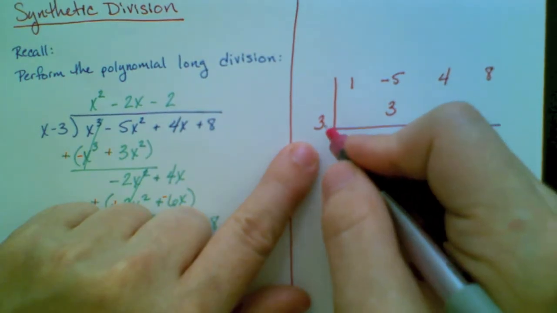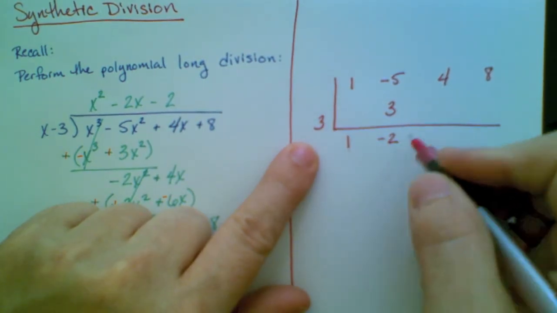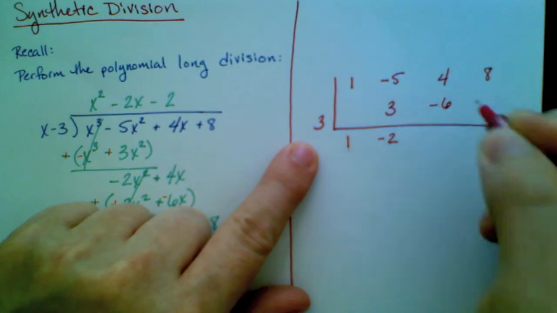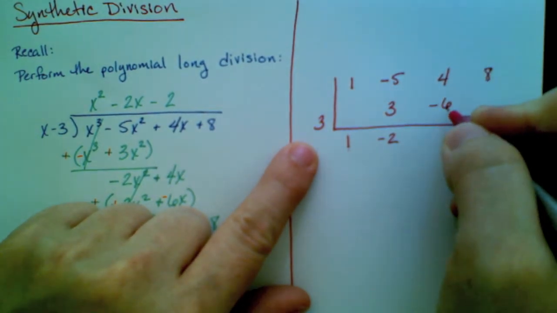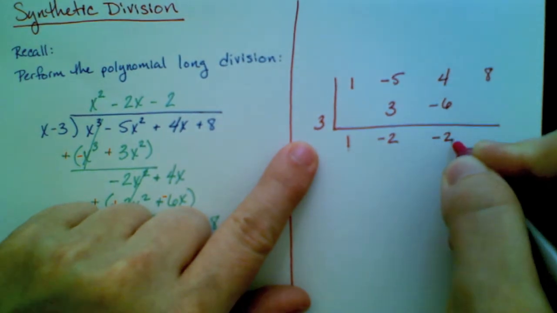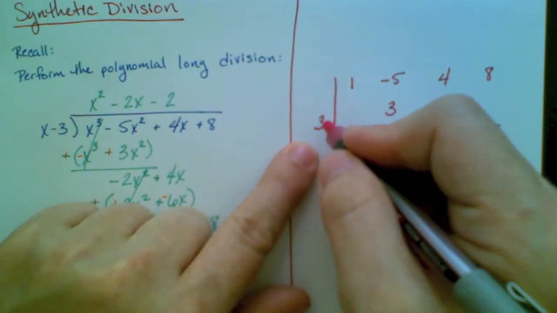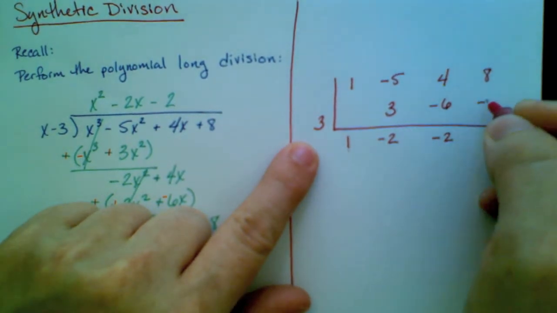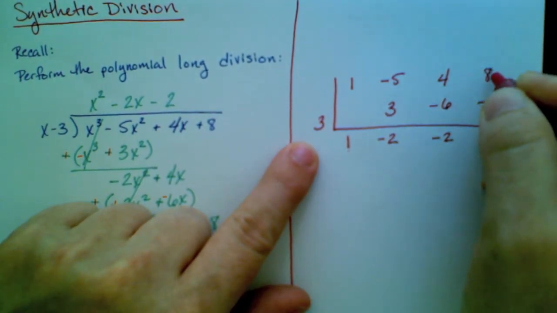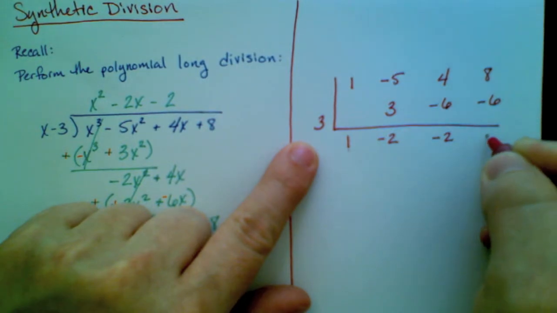So negative 5 plus 3 is negative 2. Then I'm going to multiply again. 3 times negative 2 is negative 6. Then 4 plus negative 6 is negative 2. 3 times negative 2, well, that's negative 6 again. And 8 plus negative 6 is positive 2.